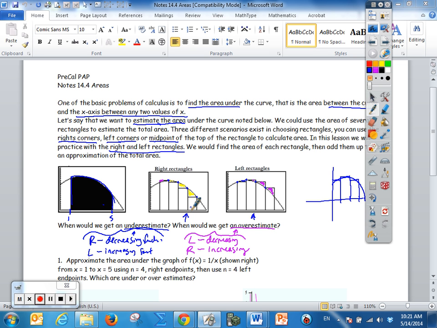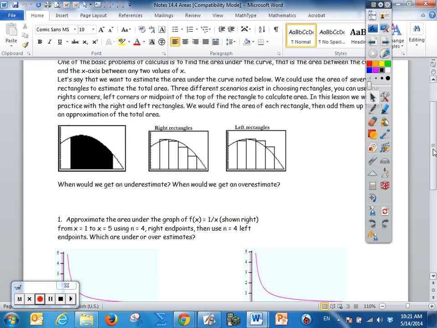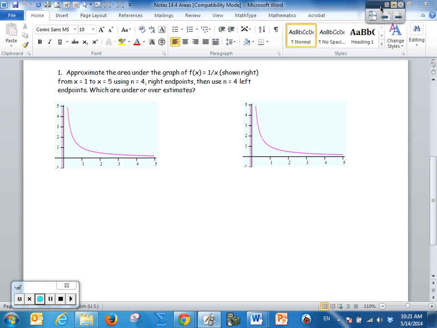All right, great. Let's go to our next examples. On this first one, actually this is in two parts. We're going to do right endpoints and left endpoints.